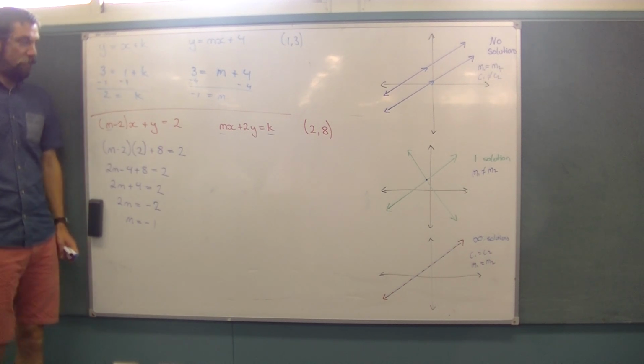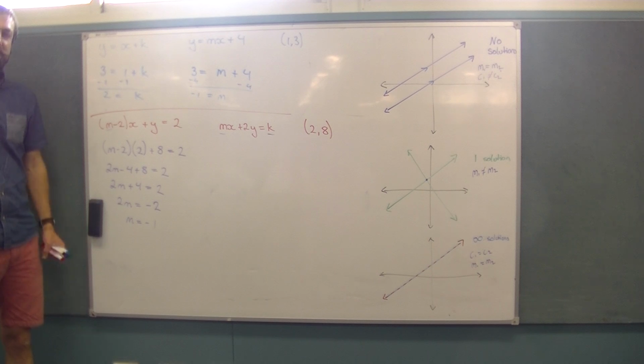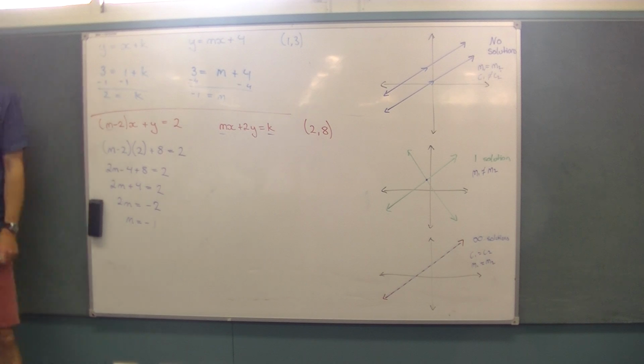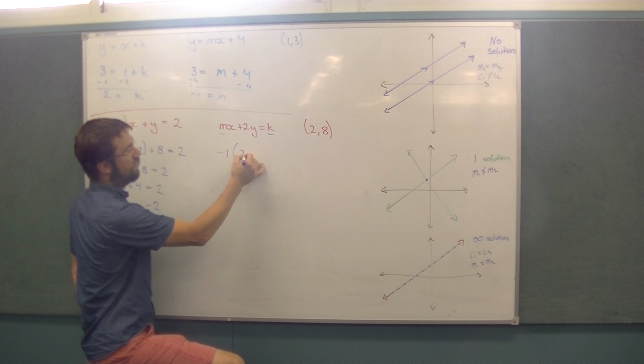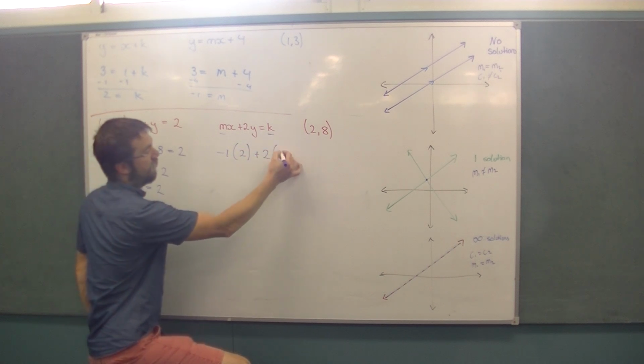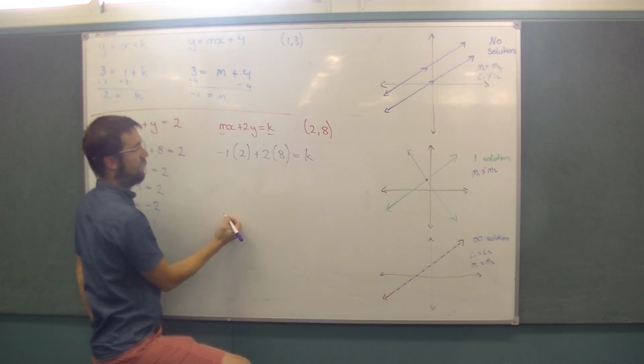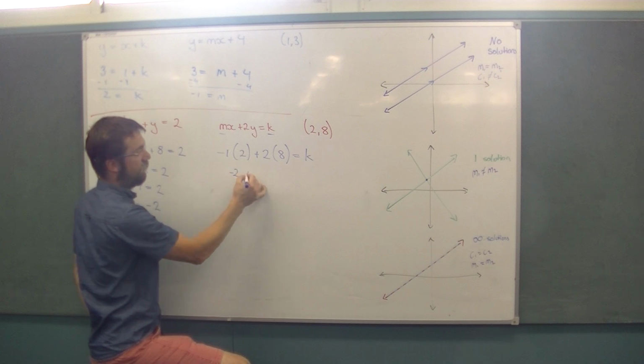Okay. What are we trying to find here? K and y. If k is already the subject, do I need to rearrange? No. Oh, and I then could rearrange at the end. Sorry. Yeah, we could do that. So just substitute. So just substitute negative 1 at the end. Yep, so -1 bracket 2 plus 2 bracket 8 equals k. And simplify.